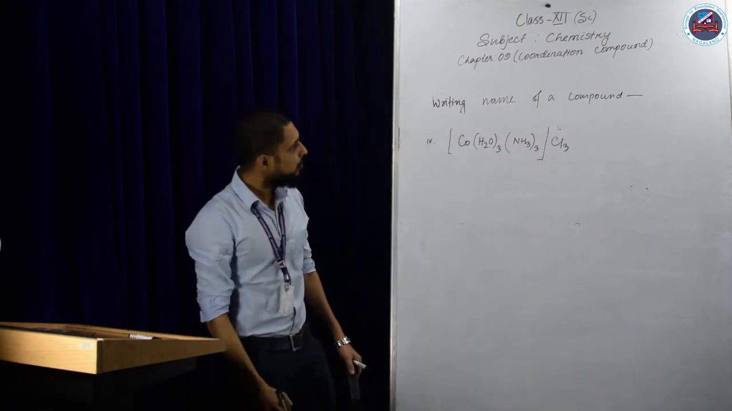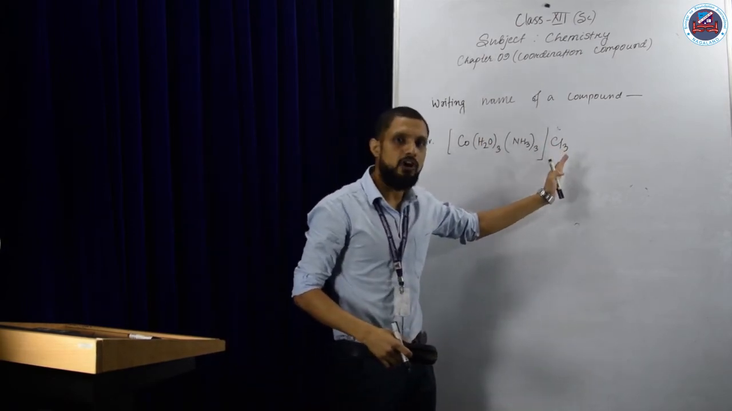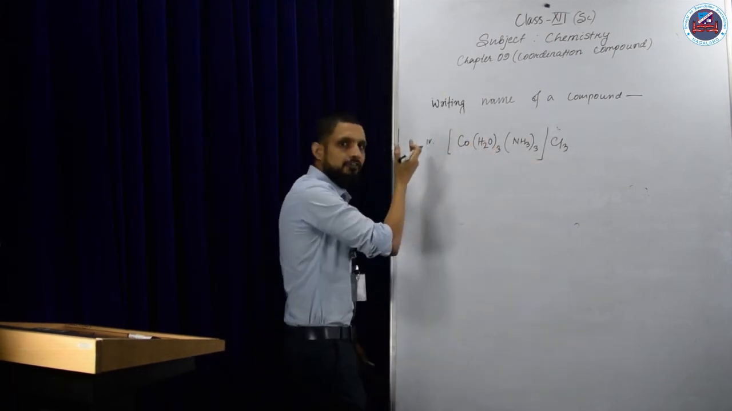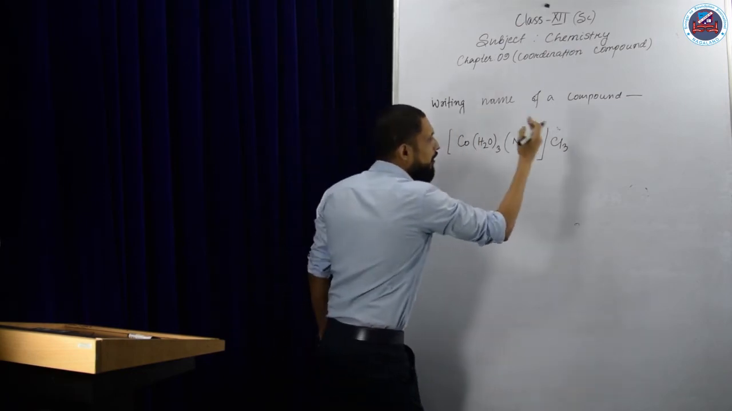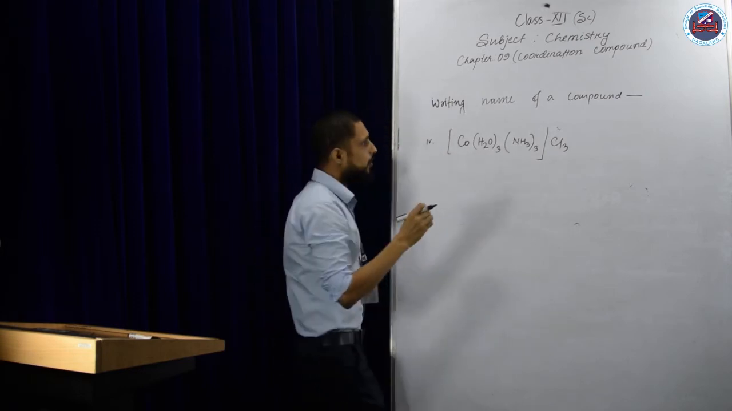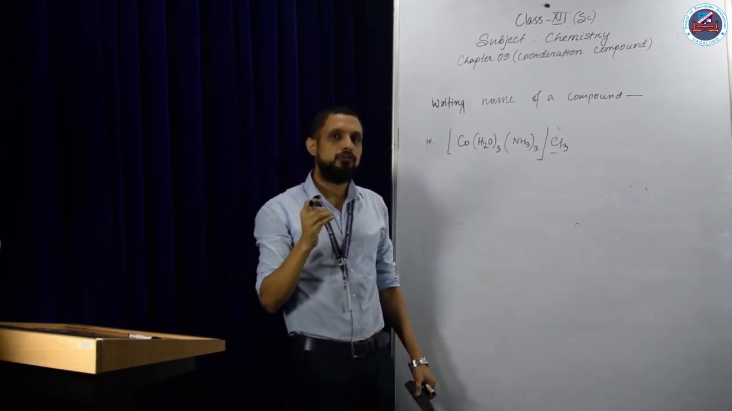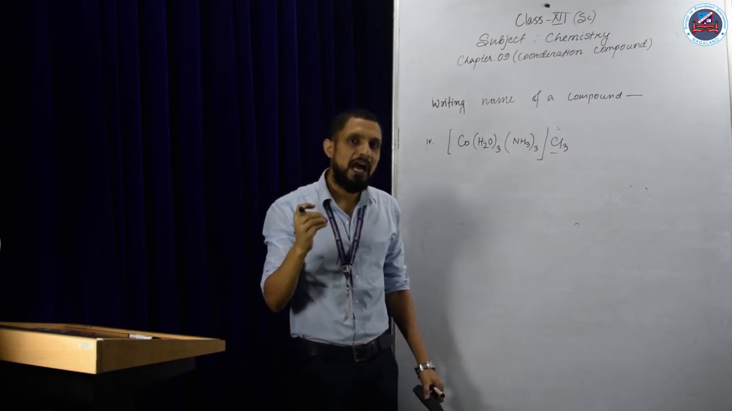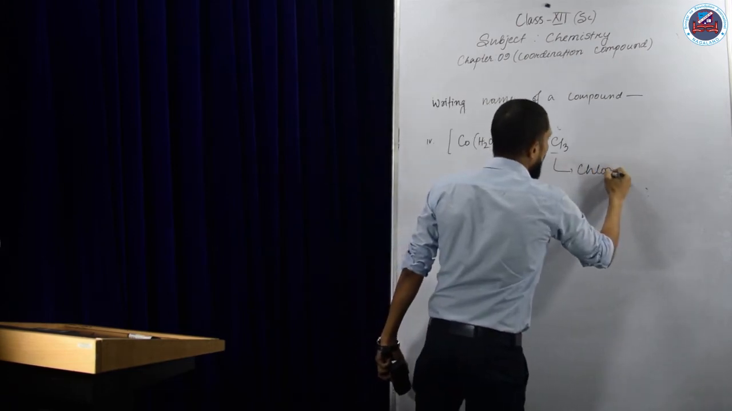Now, in this compound, the counter ion is negatively charged. Keep this in mind. If the counter ion is on left hand side, the counter ion is positively charged. If the counter ion is on right hand side, the counter ion is negatively charged. Cl will act as counter ion. That means we'll use the anionic name. And what is the anionic name of Cl? It's chloride.